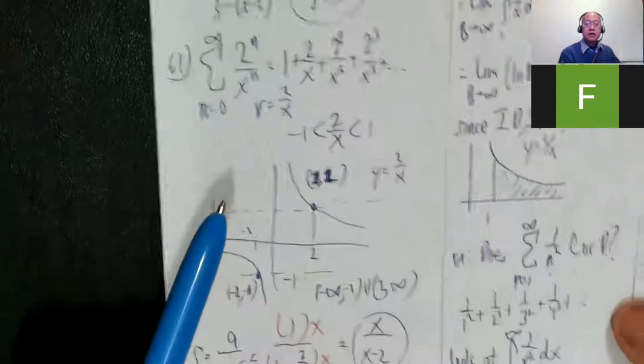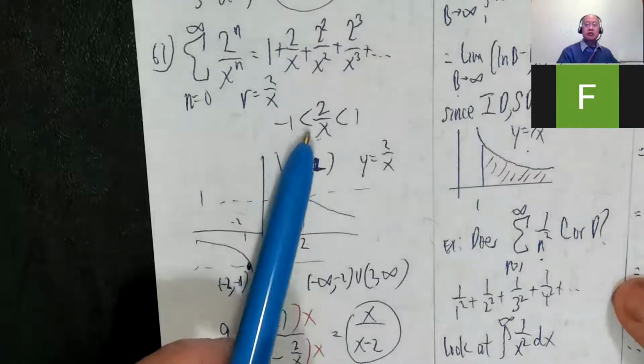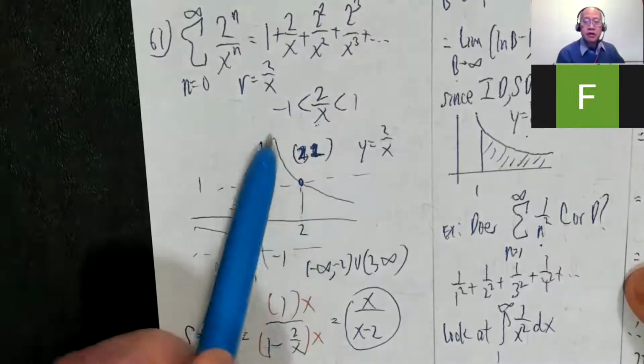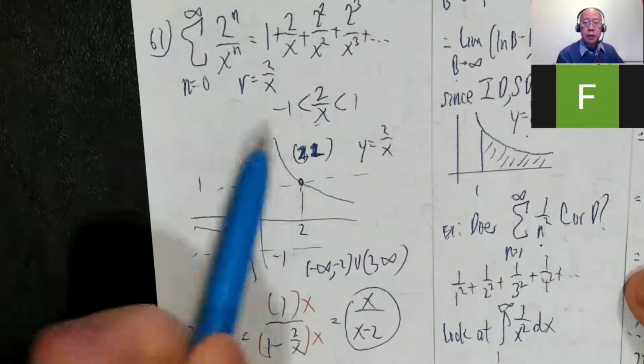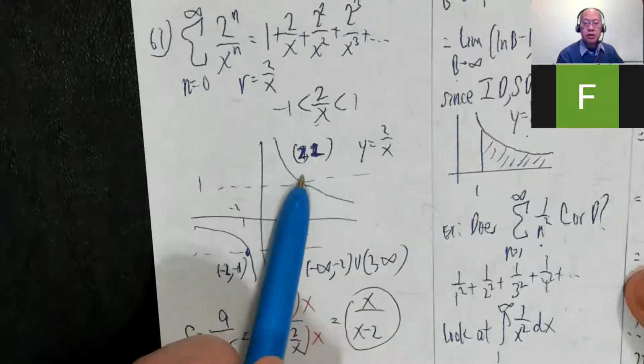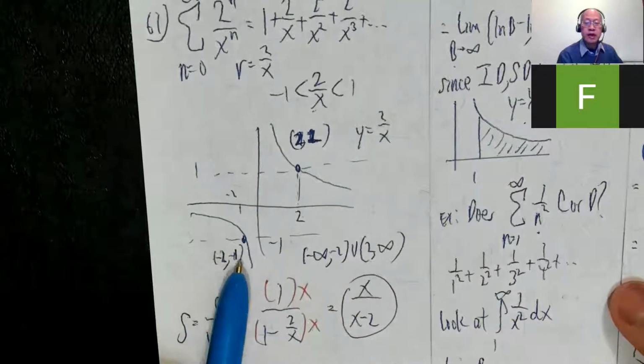Okay. This is a little bit trickier, but we want -1 to be less than 2 over x, which is less than 1. It's probably easier to think of the graph for this one. So here's the graph of y equals 2 over x. Okay, here's the point 2, comma 1. And here's the point -2, -1.